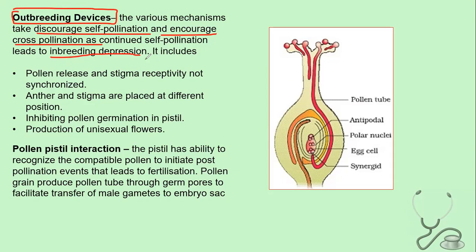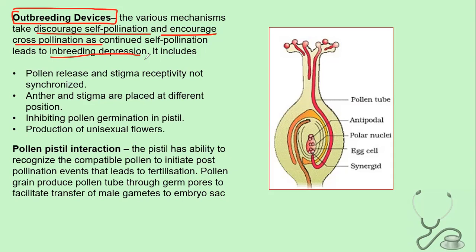Anther and stigma are placed at two different positions. That is, at any cost, pollen grain will never fall on the stigma of the same flower. Inhibiting pollen: this is done by chemical interaction by the female plant itself. They won't allow the pollen grain to germinate there, even if it is the correct pollen. So, inhibiting the pollen-pistil interaction, and finally the production of unisexual flowers. They'll start producing only a single type of flower, either male or female.